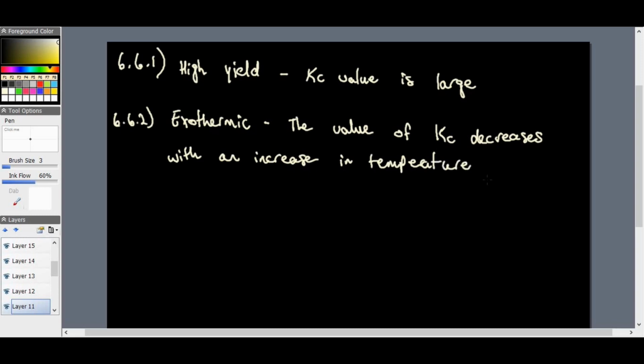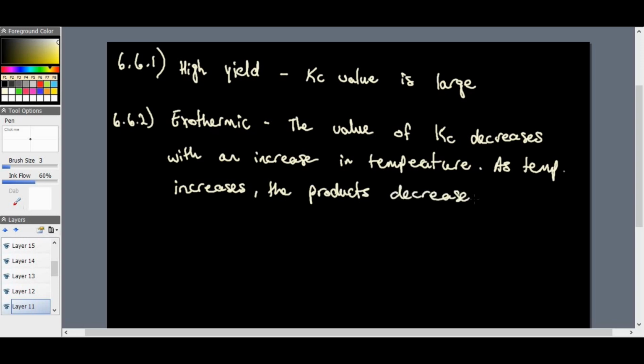Okay, it definitely decreases with an increase in temperature. But as temperature increases, so I'm just going to shorten temperature to temp. As temp increases, the products decrease. Okay?